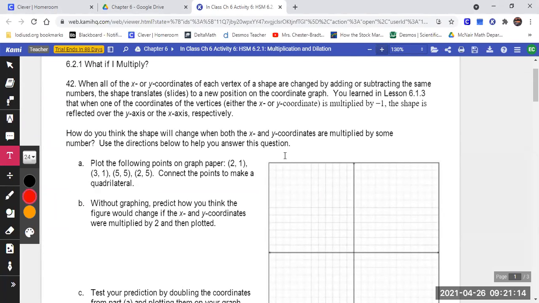When all the x and y coordinates of each vertex of a shape are changed by adding or subtracting the same number, the shape translates to a new position. You learned that in 6.1.3. That when one of the coordinates of the vertices, either x or y, is multiplied by -1, the shape is reflected. If the x is multiplied by -1, it's flipped over the y-axis because it's going over that. Remember, with our reflections, it's where we fold the paper.